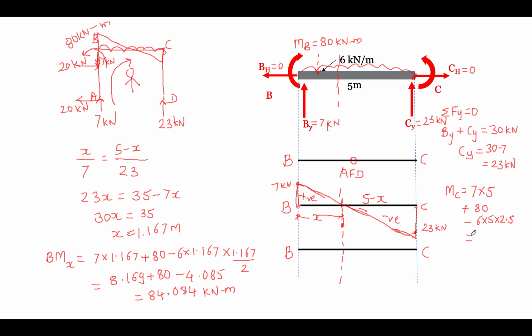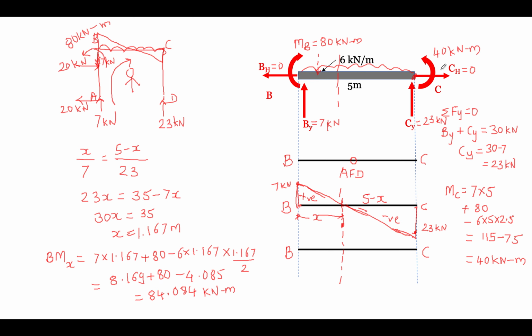So what is the total? Let's check. This is 35 plus 80, which is 115, minus 6 into 5 into 2.5, which is 75. So 115 minus 75, we get 40. So this is the answer we have got here: 40 kilonewton meter. This is the moment at this place.